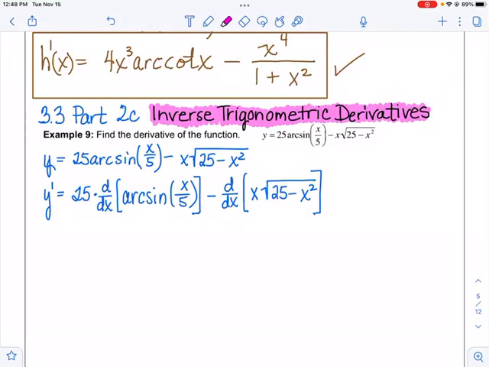Okay, we're back at it. It's 3.3 part 2C, inverse trigonometric derivatives. And we want to find the derivative of this wild-looking function.